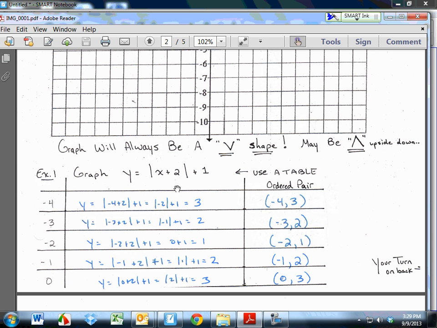Negative 4 gives you 3. Plug in negative 3. You can follow this work. Pause the video if you need to. The absolute value of negative 3 plus 2 turns into the absolute value of negative 1 plus 1, which is 1 plus 1, and so forth. But what we see is at negative 2, 1, it kind of turns around. That's the turning point.